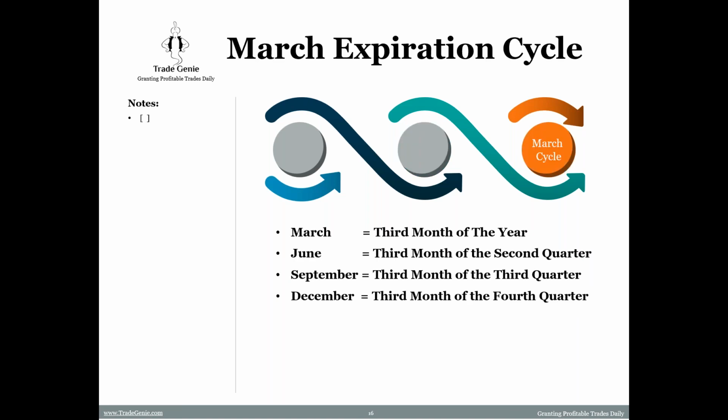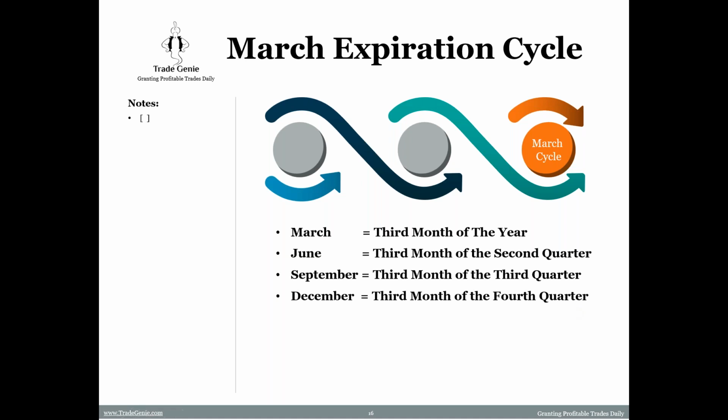The third month is the March expiration cycle. Since March is the third month of the year, a stock assigned to the March expiration cycle will have these months: March, June, the third month of the second quarter, September, the third month of the third quarter, and December, the third month of the fourth quarter.